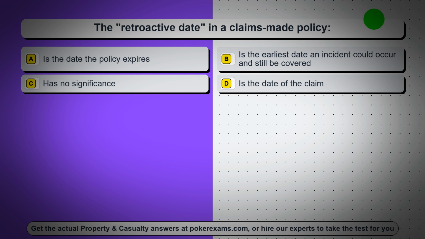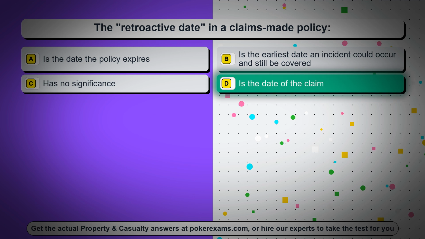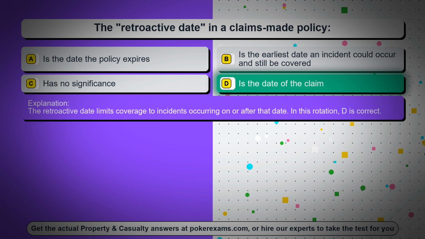Question 88. The retroactive date in a claims-made policy, option A, is the date the policy expires, option B, is the earliest date an incident could occur and still be covered, option C, has no significance, option D, is the date of the claim. The correct answer is option D, is the date of the claim. The retroactive date limits coverage to incidents occurring on or after that date. In this rotation, D is correct.